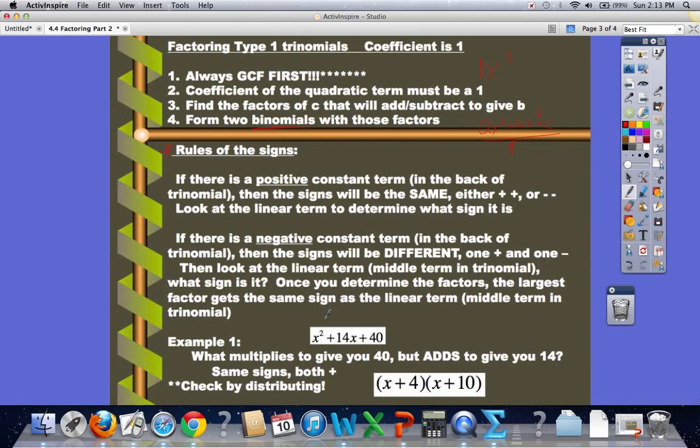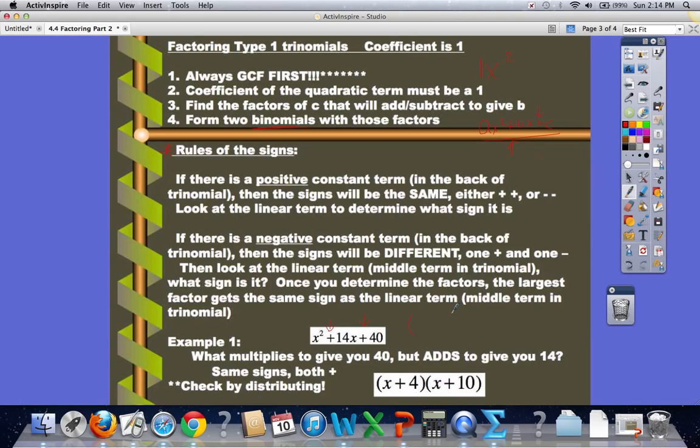Your first one is x squared plus 14x plus 40. All right, you look at the back end first. You kind of work these backwards. Look at the back end, and it's a positive. Positive sign back here means same sign. That means they're either going to be plus plus or minus minus. Then you look at the linear term right here, and that tells us they're both going to be plus, which makes sense. There's no negatives in this problem at all. They both have to be plus.